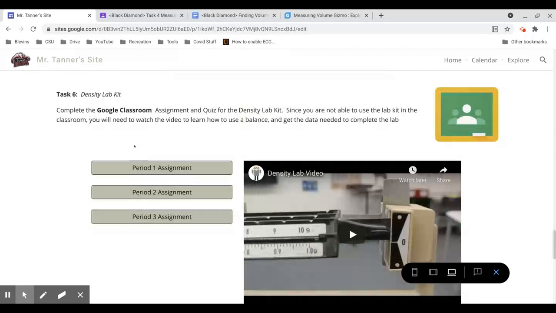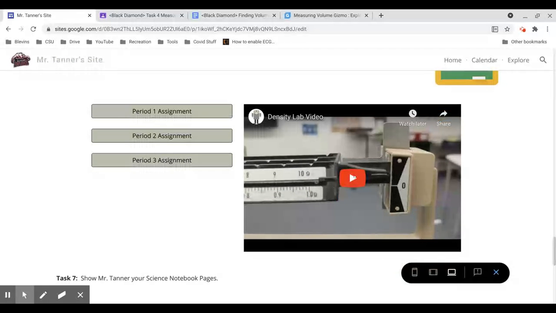Task 6 is a density lab kit. Normally, we would do this kit in the classroom, and you would actually have your hands on the cubes to weigh them and calculate their volume and density. However, learning at home right now, that won't work. So I made a video teaching you how to use a triple beam balance and then giving you the masses of each cube in the density lab kit. So you'll need to watch this video because the only way to know the mass of each cube is by watching this video.